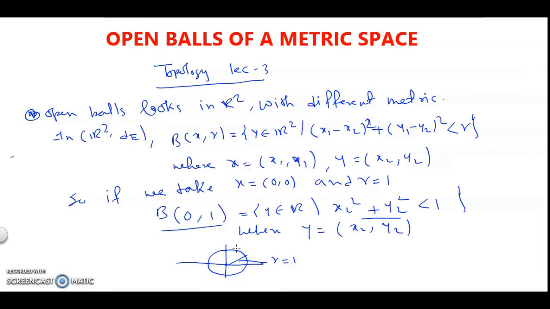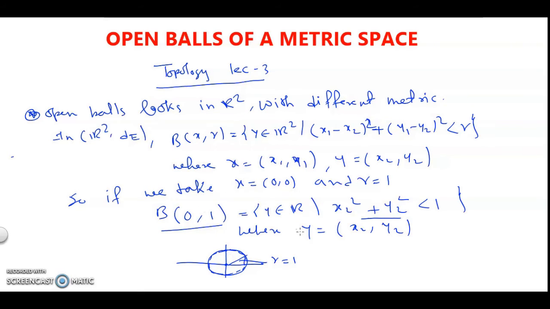Now in R2 with the Euclidean metric, every open ball looks like a circle. And all the open sets will be unions of such circles. Since this is less than 1, the boundary is not there. We are not considering the boundary, we are only considering the inner side.